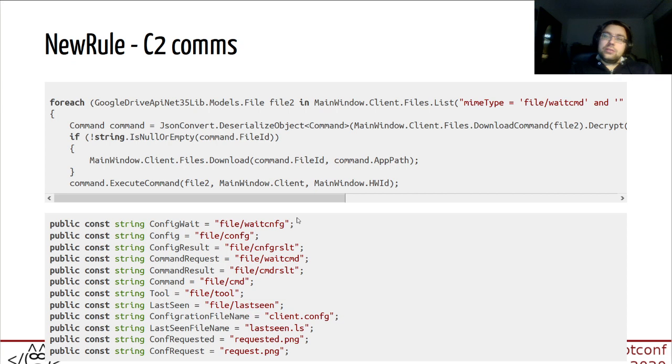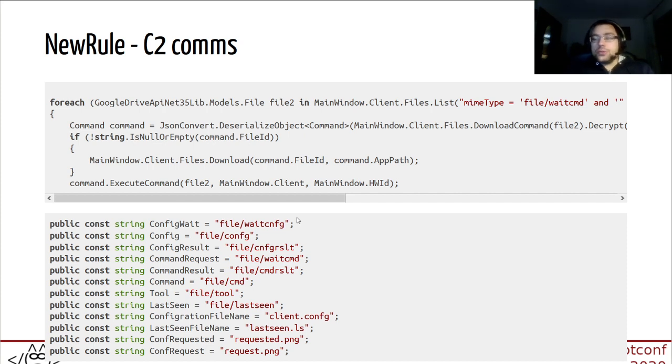they created a channel that was based on the files from Google Drive. When the bot starts an infection, it will create a directory on a Google Drive with a bot ID. The name of the directory was the bot ID, and under this directory a bunch of different files will be created with a specific MIME type, and it will be searching through this drive for different MIME types in order to understand what commands were issued to the bot.